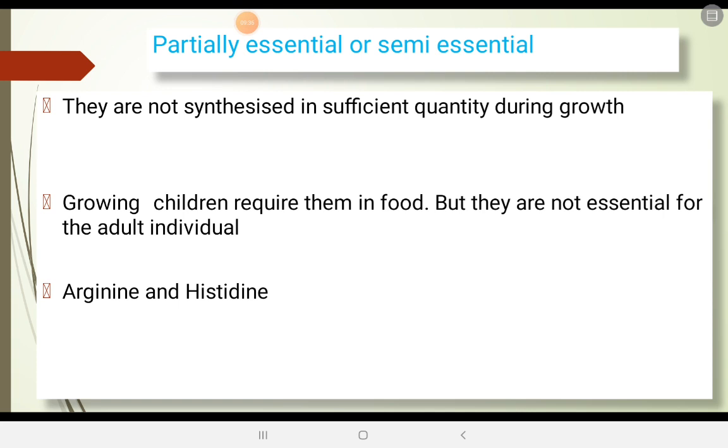Partially essential or semi-essential amino acids. They are not synthesized in sufficient quantity during growth. Growing children require them in food, but they are not essential for the adult individual. Examples: arginine and histidine. What is meant by partially essential? They are not synthesized in sufficient quantity during the growth period. Growing children require them in food, but they are not essential for the adult individual. Examples are arginine and histidine.